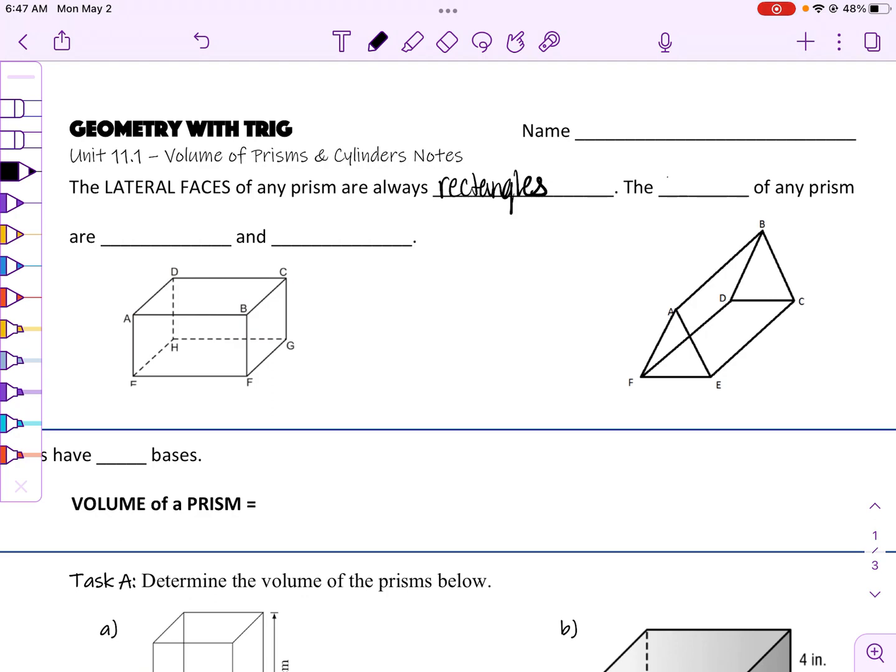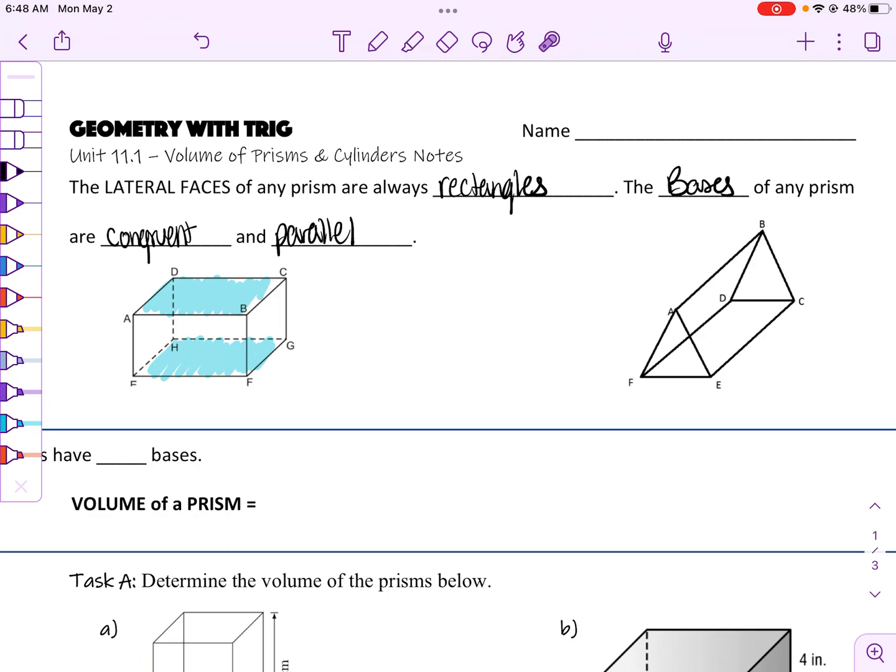And the bases of any prism are congruent and parallel. Okay, so if I say then, on this rectangular prism, those are my bases, what I traced in blue. So notice that they're the same shape and same size, which makes them congruent, and if they extended in all directions, they would never cross, which is why they're parallel.